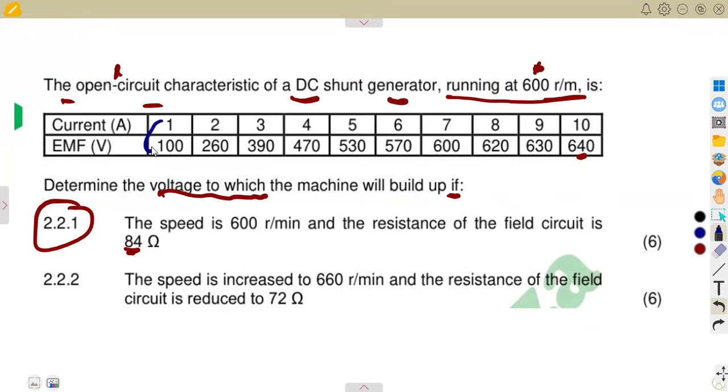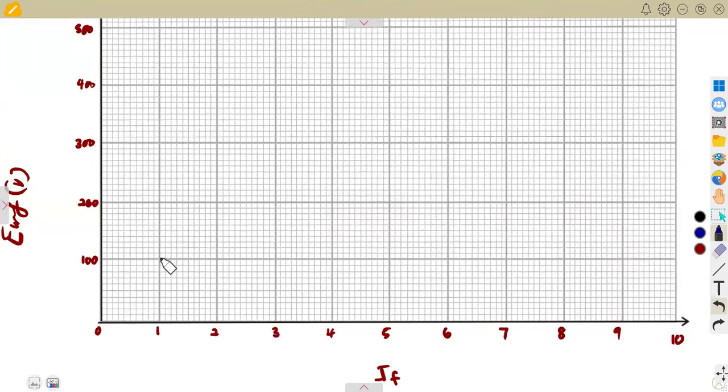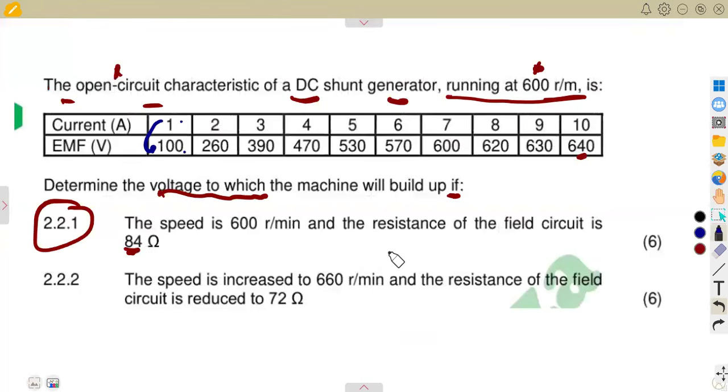So it's this way this time, 1 versus 100. The current is already on top. So it's 1 versus 100. The current is 1. The voltage is 100. So you're going to mark these points and so on up to the last point, guys.